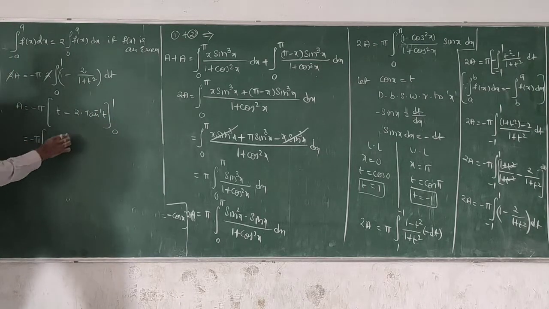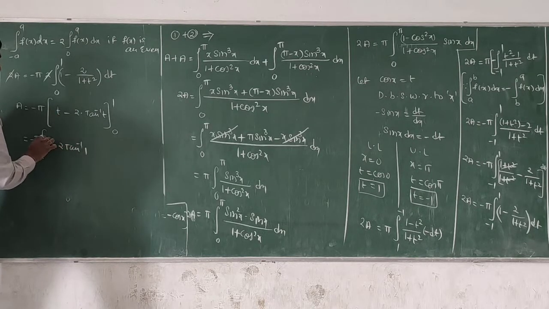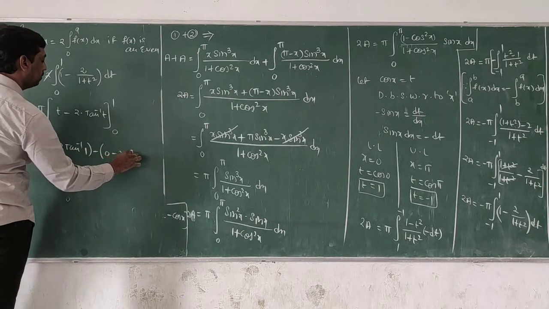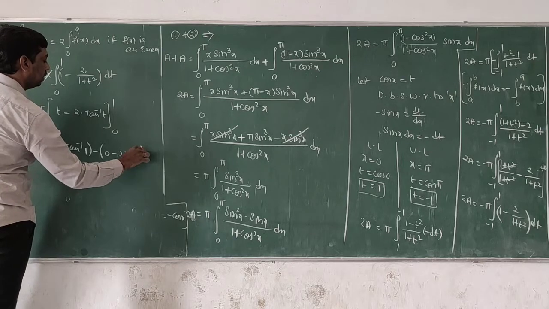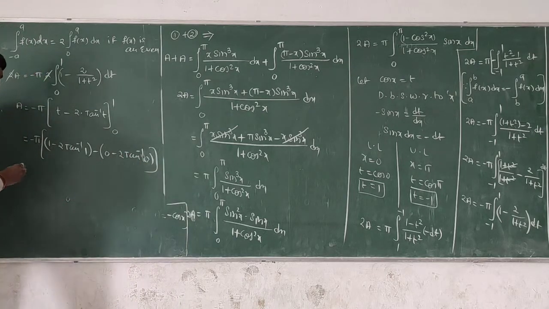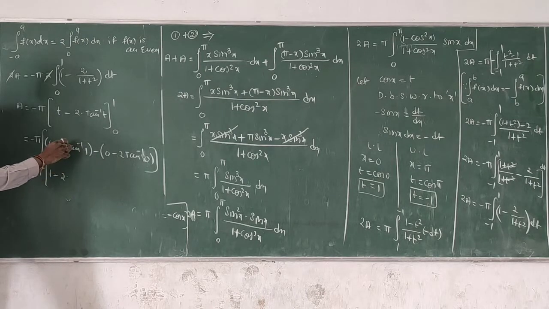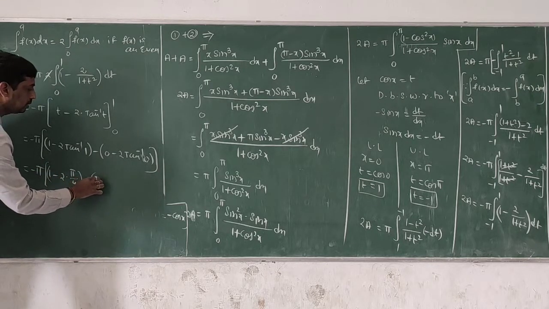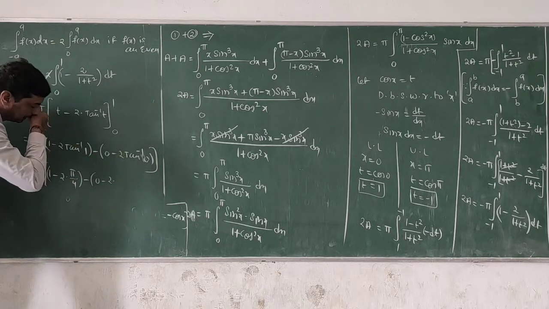Minus pi into, first substitute the upper limit: 1 minus 2 into tan inverse of 1. This one is upper limit, minus lower limit: 0 minus 2 into tan inverse of 0. So minus pi into 1 minus 2 into tan inverse of 1. 1 can be written as tan of pi by 4, tan inverse cancels, giving pi by 4. Minus 0, 2 into tan inverse of 0, which is 0.